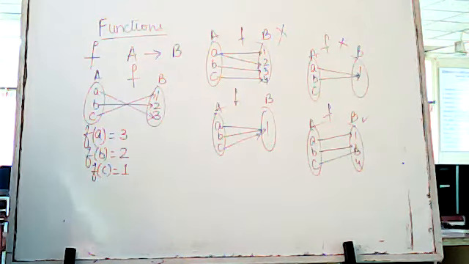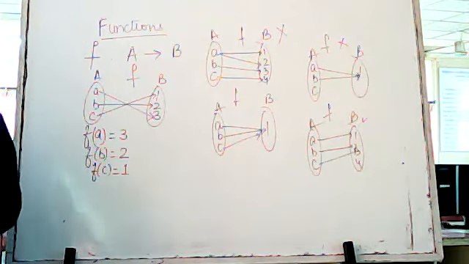Next is codomain of a function. Let f be a function from A to B. The set B is called the codomain of the function f.